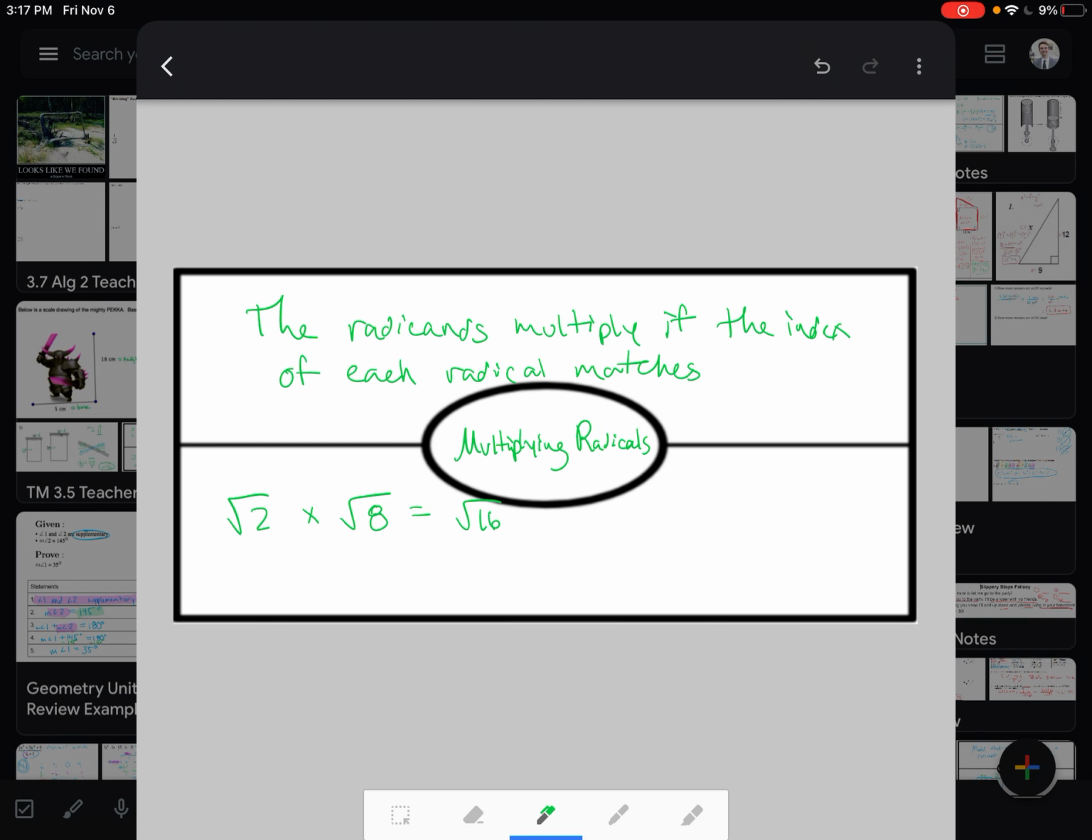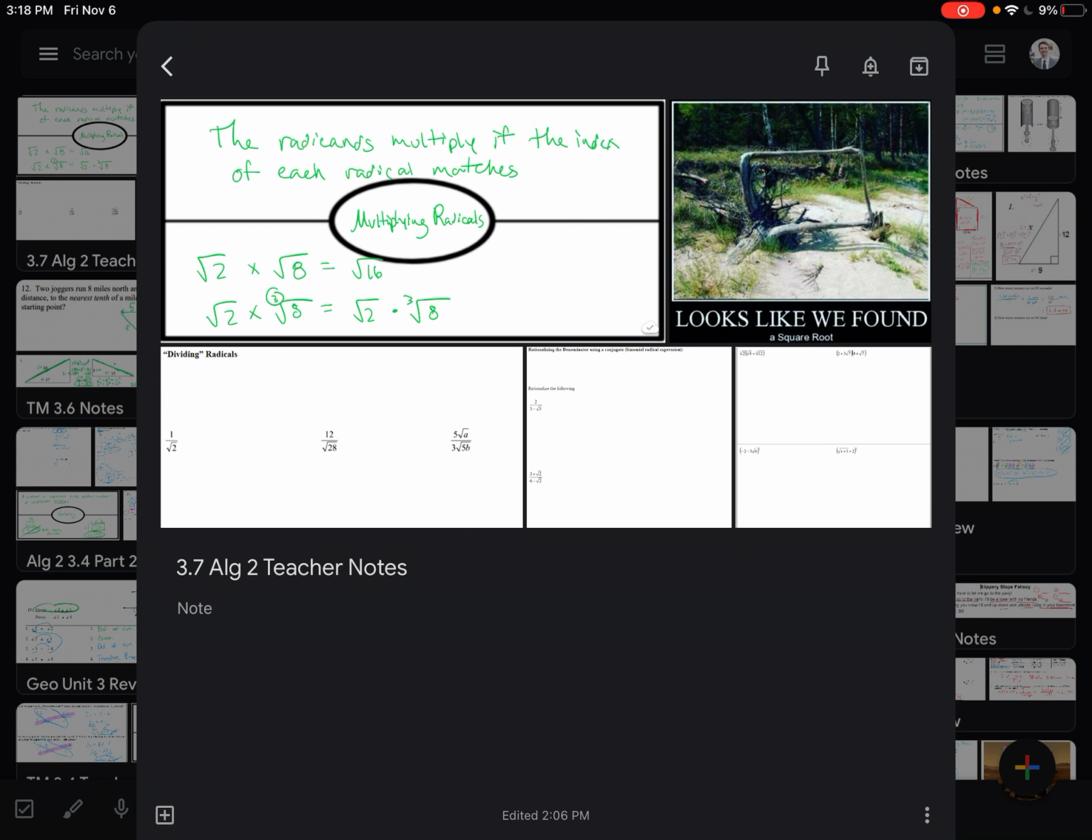So for example, you can take the root of 2, multiply it by the root of 8, and get the root of 16. That's okay. They're both the square root. But if we had something like the root of 2 times the cube root of 8, those have a different index, or a root to a different power. So that doesn't work. Can't do anything with that. Can't simplify it any further. We just have to leave the answer just like we found it. Nothing more that can be done there.